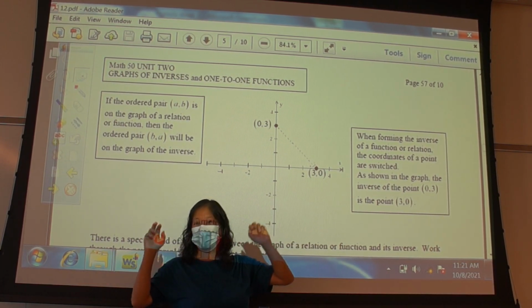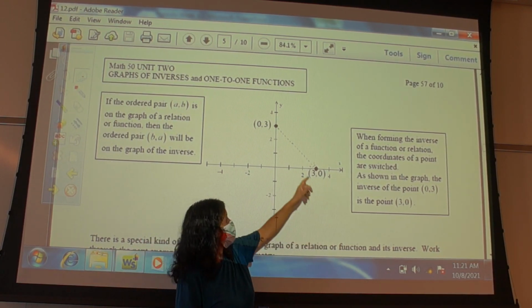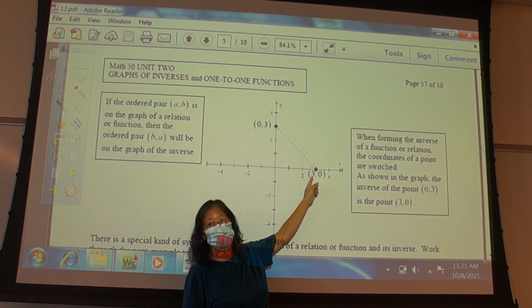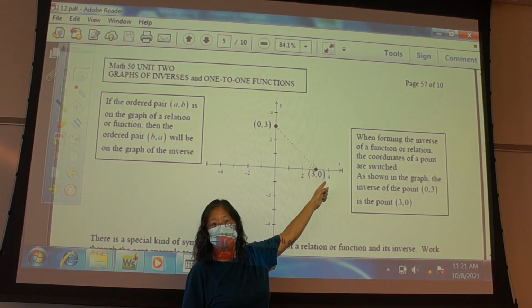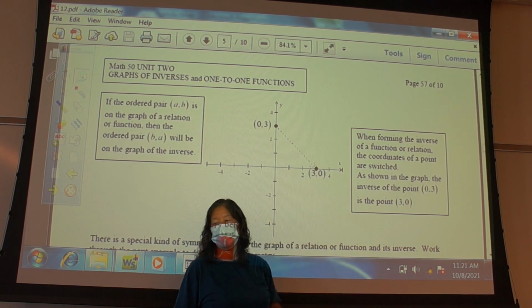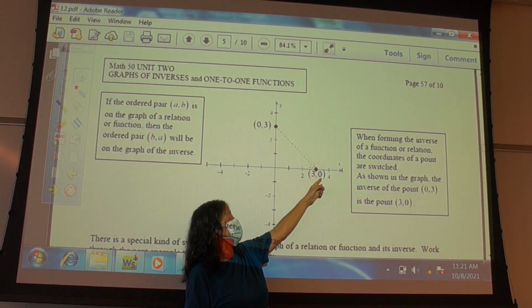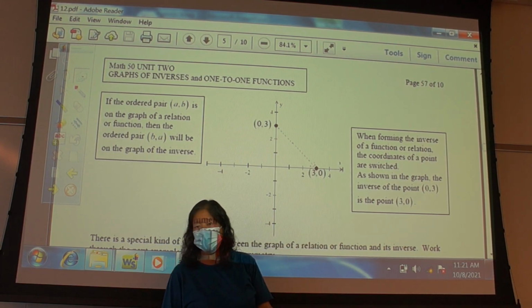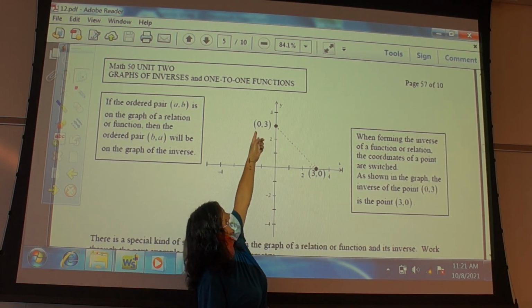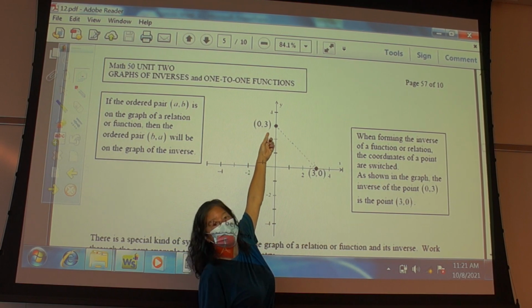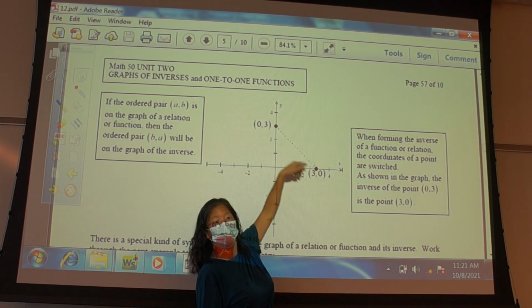So if my function is subtract 3, 3 minus 3 is 0. Right? People are nodding, okay, that makes sense. 3 minus 3 is 0, so the inverse would be 3 plus 3. The inverse, 0 plus 3, would give me 3. So these two are inverses of each other, right?